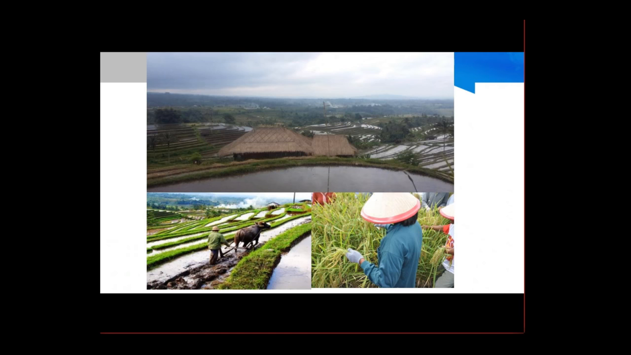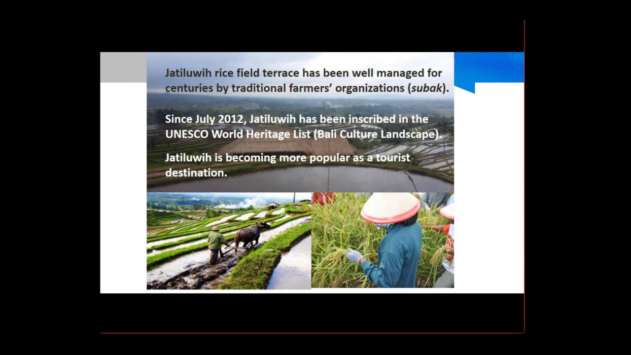So back to Jatiluwih as our focus area for the potential of Subak community-based tourism. Jatiluwih rice fields have been managed for centuries by a traditional farmers' organization. From this massive tourism, we see that the social-ecological system is not really in harmonious interaction. Compared to what we have presented on the local knowledge of Subak, using the rice terrace and the water temples, it seems like an ideal condition. But when it comes to real tourism development, it has created many challenges.